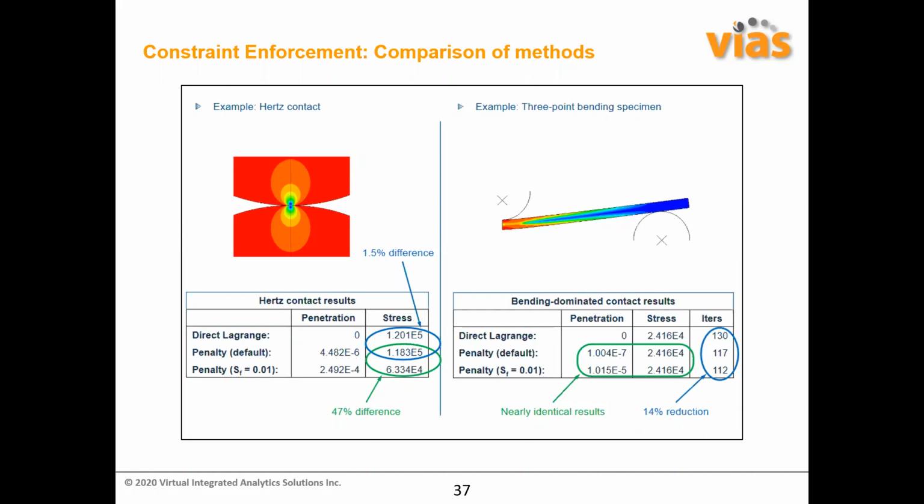Now, on the right-hand side, you are seeing a 3-point bending specimen. Here the direct Lagrange requires 130 iterations, and the stresses are almost identical. The penalty method with some stiffness of the surface leads to 112 iterations, which is a less expensive solution. So this may give you the results faster, with almost no difference in the stresses. These are judgment calls which come from experience and usage of the software, and you have to perform some sort of sensitivity studies.